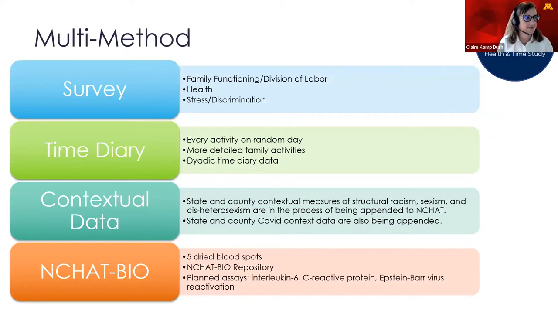So NCHAT is a multi-method study. For the survey, we have several questions, and you can see the survey online. Items about family functioning, the division of labor, items about health, so physical health and mental health, health behaviors, as well as health, like if you have a disease or cancer.